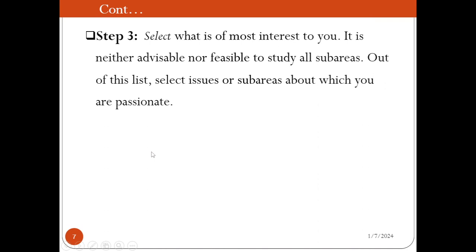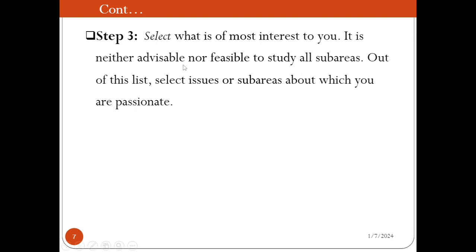So step 3, select what is of most interest to you. In step 2, what you did was simply dissect your broad areas into sub areas. But here you look into all of those sub areas, and the one you think is really of high interest to you, you pick it out or choose it, and then you start working on that. So select what is of the most interest to you.